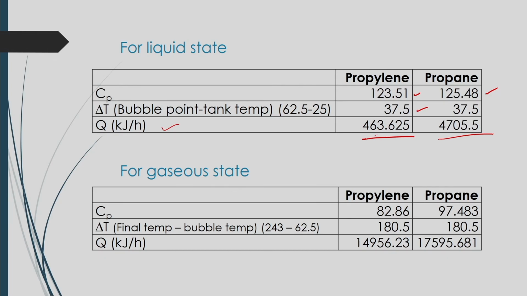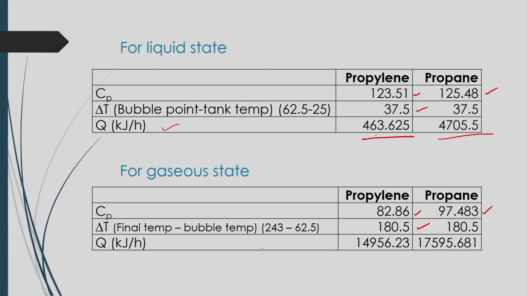So, if it is mixed, of course, immediately the propylene and propane will be converted into gaseous state. So, for that, what will be the heat required for converting this liquid state to the gaseous state of the propylene and propane? In the gaseous state, the specific heat capacity of propylene is 82.86, whereas for propane it is 97.483, and their temperature difference, of course, will be from the bubble point to the benzene feed temperature of 243 degrees Celsius. Accordingly, it will be coming as 180.5 degrees Celsius.